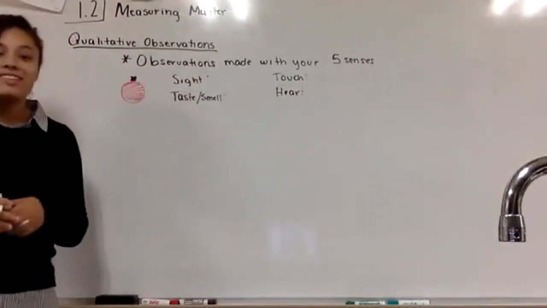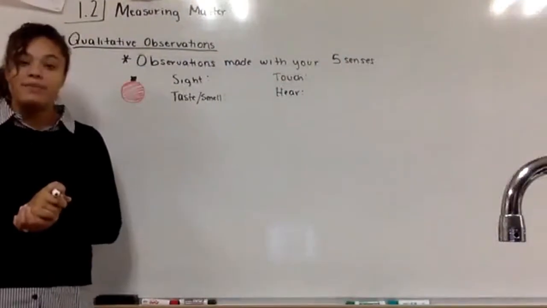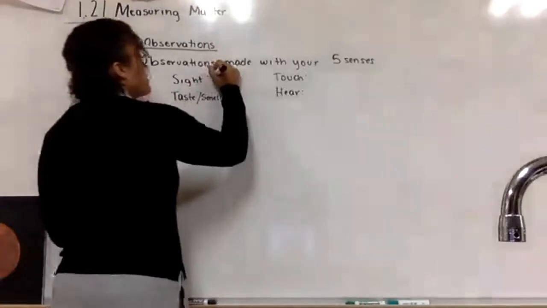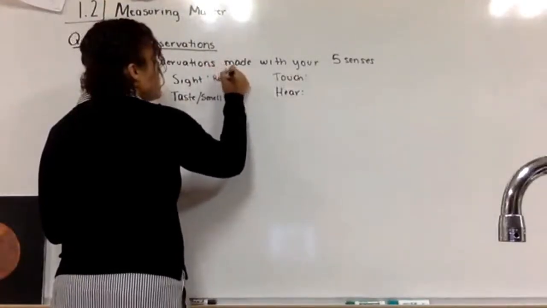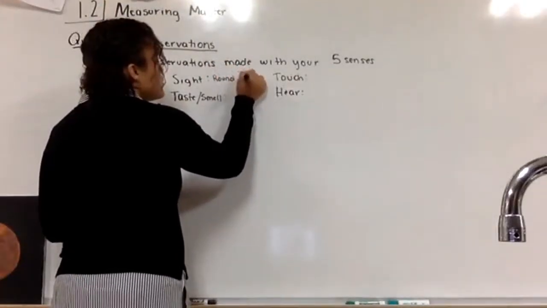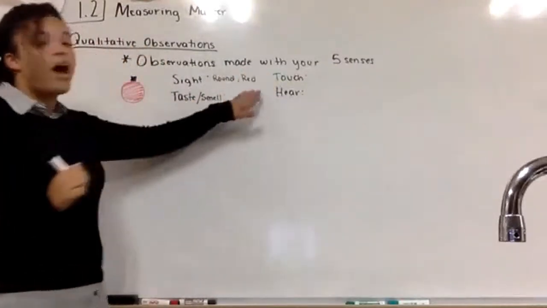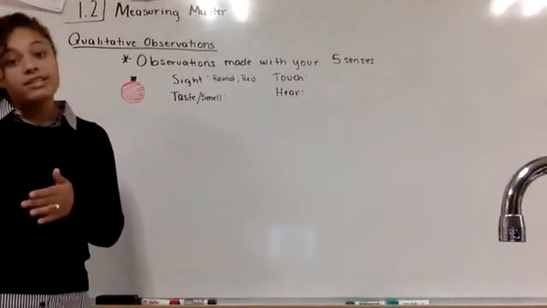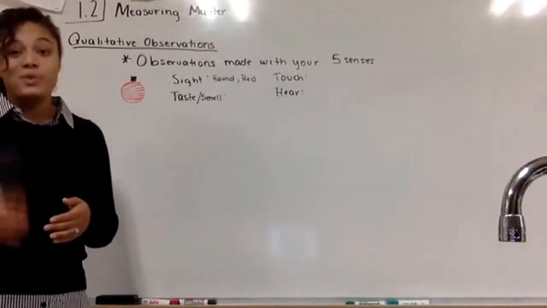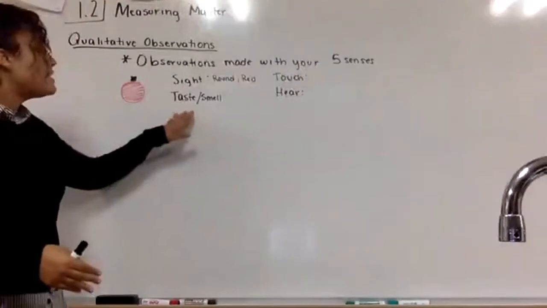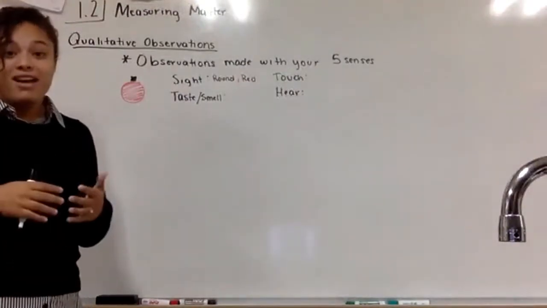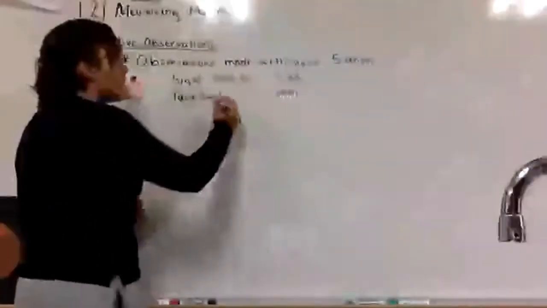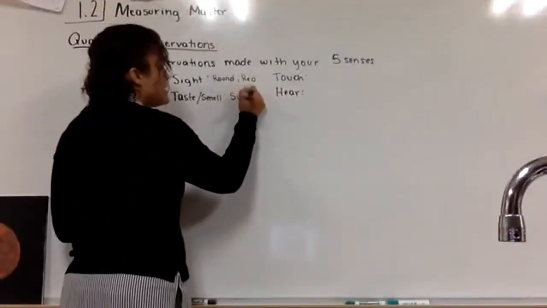So for an apple, sight is the easiest qualitative observation that we can make. We know that apples are round and red, so we're going to use those 2 descriptive words to describe our apple or to make our observation. Notice that a lot of the words that I'm going to use in a qualitative observation are descriptor words. Taste and smell. When we think about an apple, my favorite kind are those red delicious apples, and they taste and smell sweet.